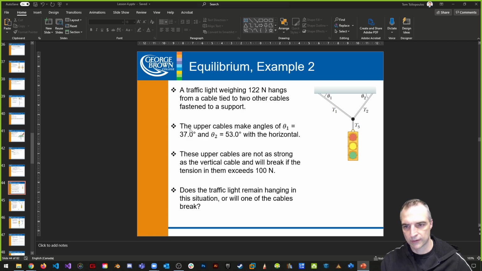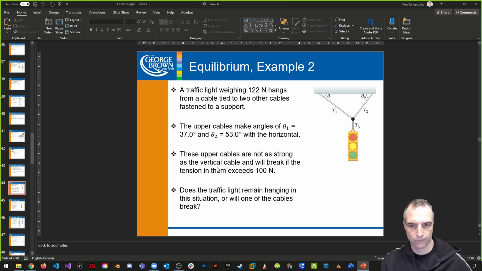So here's the question. The upper cables make an angle of theta 1 equal to 37 degrees and theta 2 equal to 53 degrees with the horizontal. These upper cables are not as strong as the vertical cable and will break if the tension in them exceeds 100 newtons. The tension in each cable has to be less than 100 newtons in order for this thing to stay in equilibrium. Does the traffic light remain hanging in this situation, or will one of the cables break?